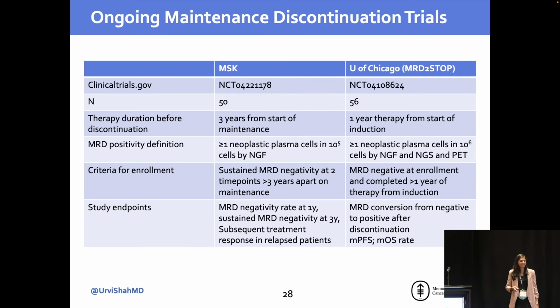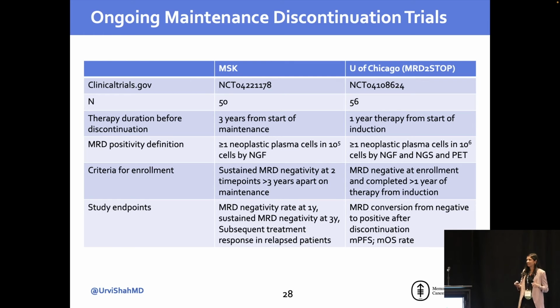And then what about maintenance discontinuation? This is a question, again, that we all talk about a lot: should we stop or should we not? We have 2 studies that I'm aware of. There might be more going on, but there is one at MSK where we are looking at 50 patients, and the therapy duration before discontinuation should be 3 years from the start of maintenance. And these patients should have sustained MRD negativity at 2 time points more than 3 years apart.